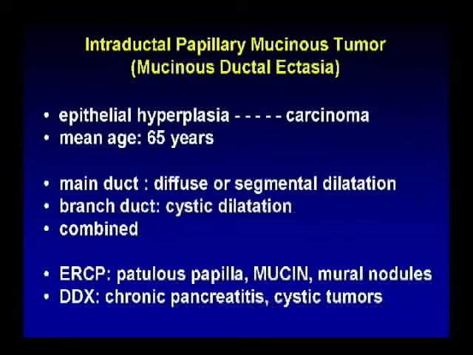Intraductal papillary mucinous tumor, or mucinous ductal ectasia. Now, histologically, this represents a range of etiologies from epithelial hyperplasia all the way to frank carcinoma, mean age of 65 years. There's actually 3 main types.